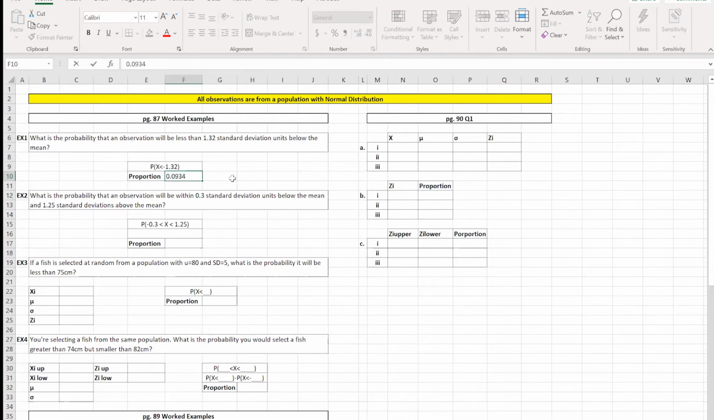And that's it. That's the probability that an observation will be less than 1.32 standard deviation units below the mean. And the standard deviation units, that's a z-score. That's the exact same thing as saying a z-score.